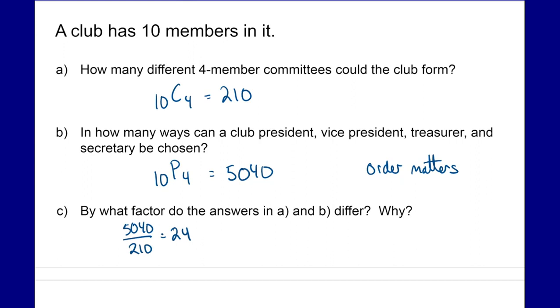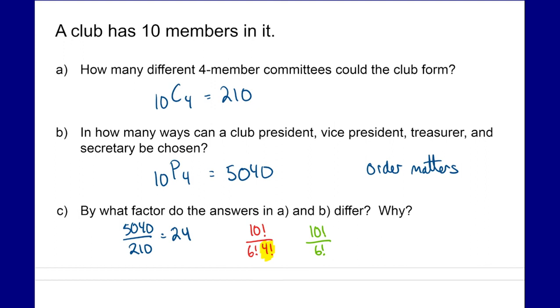And what we can do, and this is just a little bit looking at the factorial notation, if I look at the combination, 10 choose 4 is 10 factorial over 6 factorial divided by 4 factorial. When I look at the permutation, it is 10 factorial divided by 6 factorial. So the difference between the two is this 4 factorial, or that's the different factor. So the 5,040 is 4 factorial times larger, or 24 times larger.